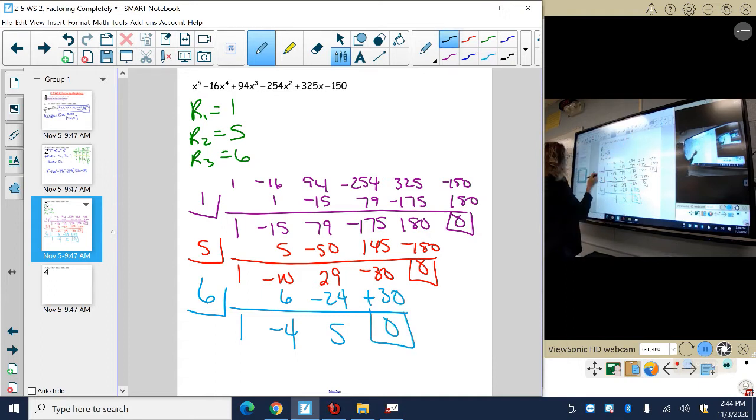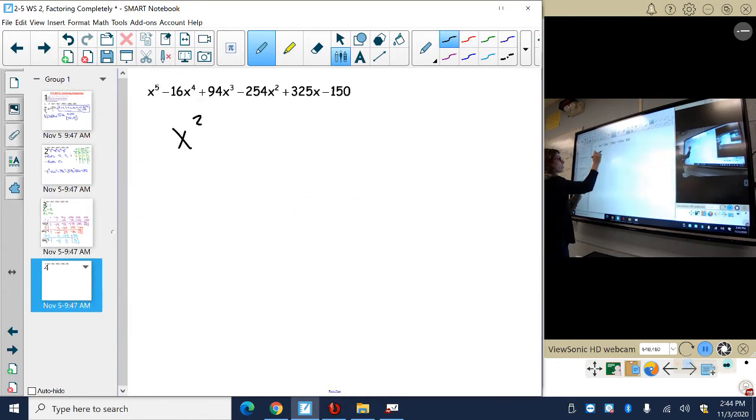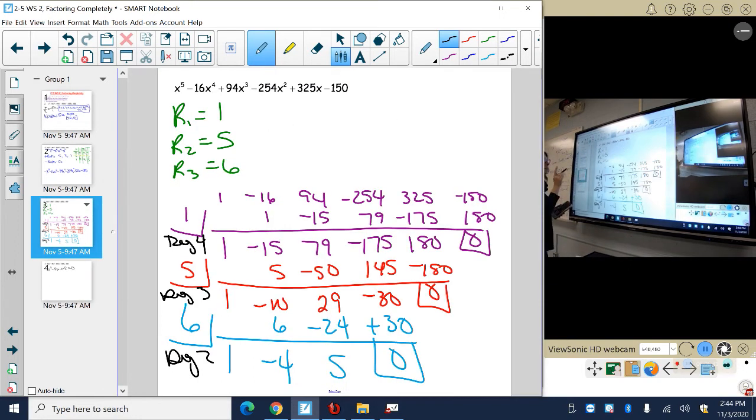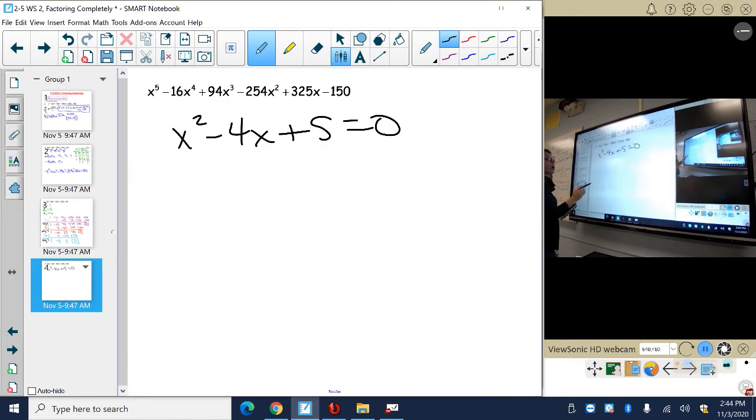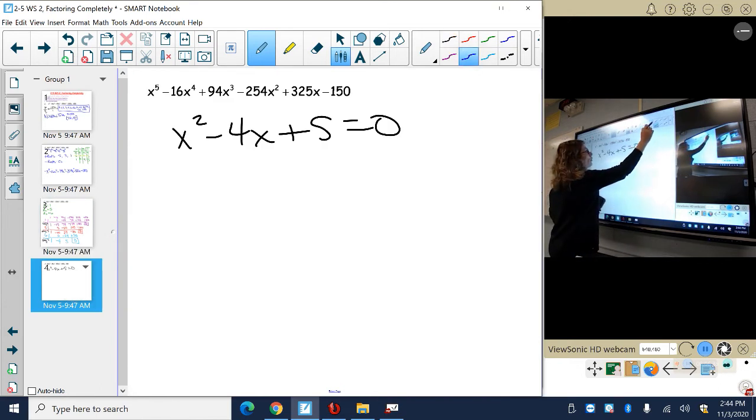Now, the thing I need your brain to understand is that we did synthetic division 3 times. So this is now degree 4, now degree 3, and now I'm down to degree 2. So that's going to be x squared minus 4x plus 5 is equal to 0, because that's what I had over here. So now I have to do the quadratic formula here.